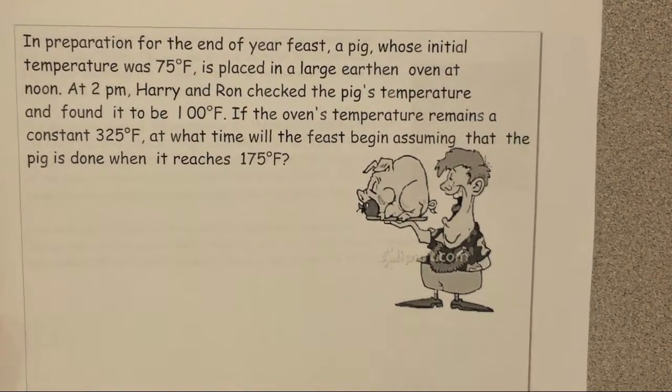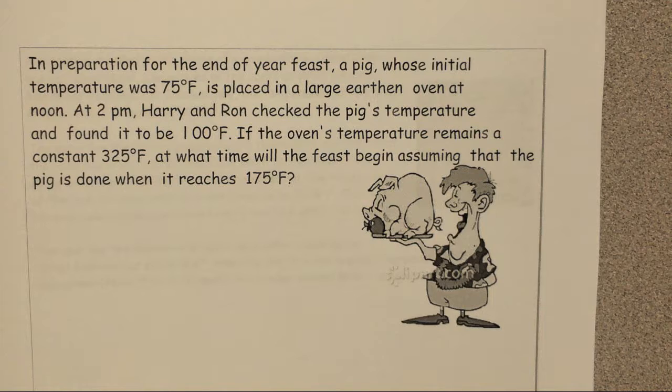So this next problem is a party. It says, in preparation for the end of year feast, a pig whose initial temperature was 75 degrees is placed in a large oven at noon. At 2 p.m., Harry and Ron checked the pig's temperature and found it to be 100 degrees Fahrenheit. If the oven's temperature remains at a constant 325, at what time will the feast begin, assuming the pig is done when it reaches 175?